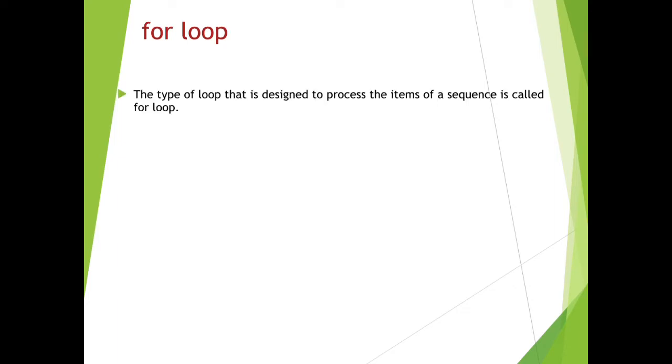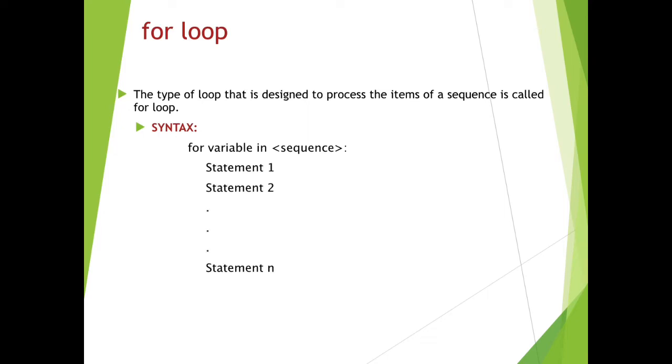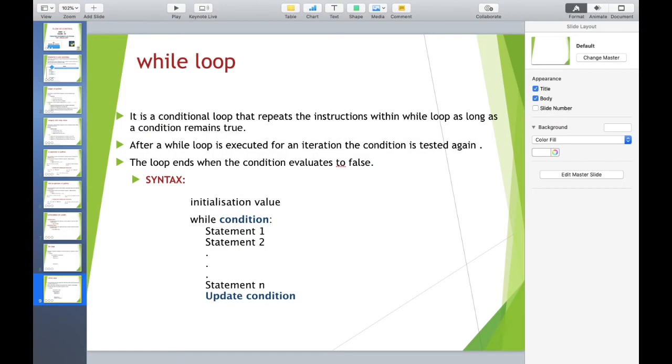So the first category of loop is the for loop. This type of loop is designed to process the items of a sequence. Now if you have some values in a particular sequence, for processing those items in a sequence, we use the category of loop known as for loop. What is the syntax of for loop? The syntax is for variable in sequence, then we'll write statement 1, statement 2 up to statement n. Okay. Now let us try to understand for loop with the help of an example.